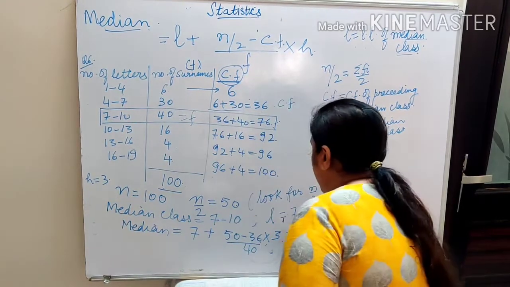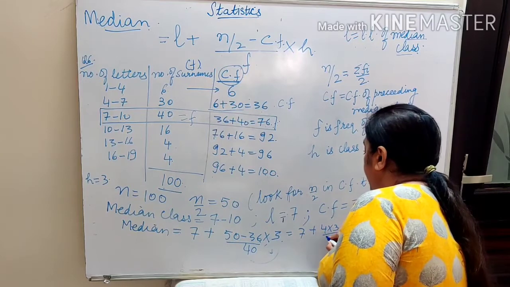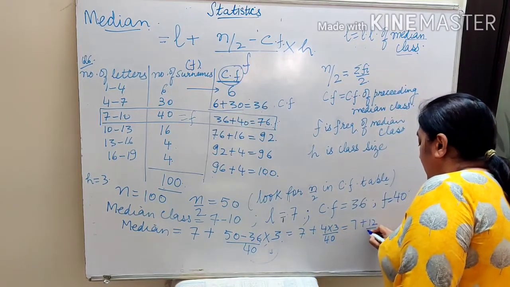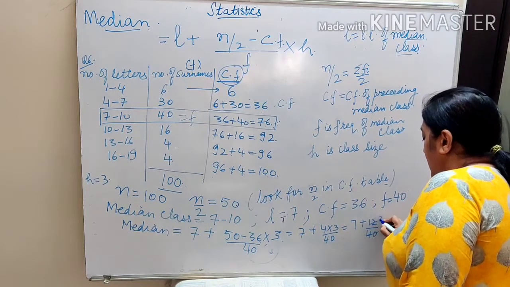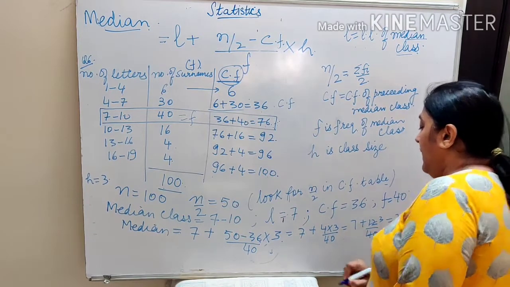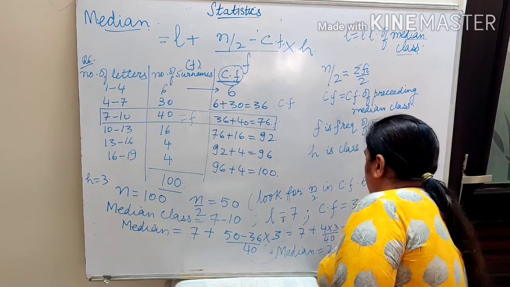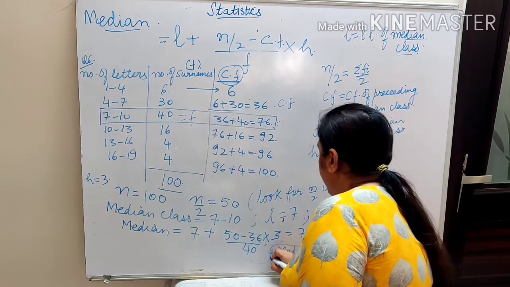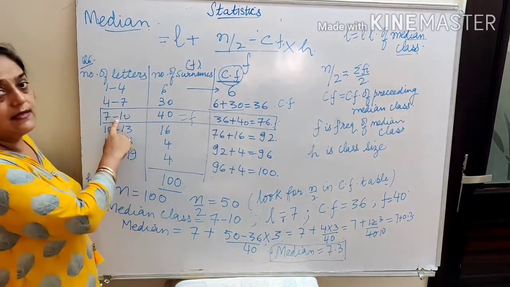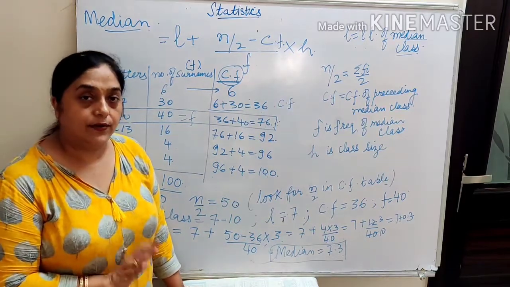Median is equal to, let the 7 be here only. It is 14 into 3 by 40. So 7 plus 12 by 40. So it comes out to be 10 upon 3. That is 7 plus 0.3. So our median is equal to 7.3. This is our answer. So is my median lying in the median class 7 to 10? Yes. My median is lying between 7 to 10.